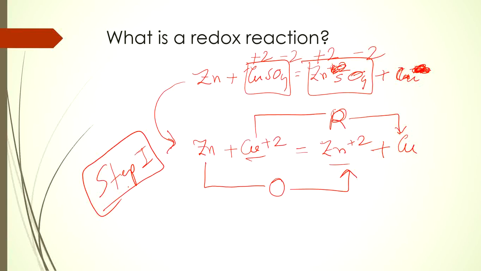And the reduction process is from copper 2 plus to copper 0. Why? Because the oxidation state is changing from a higher to lower side, or the oxidation state of plus 2 is being changed to 0.